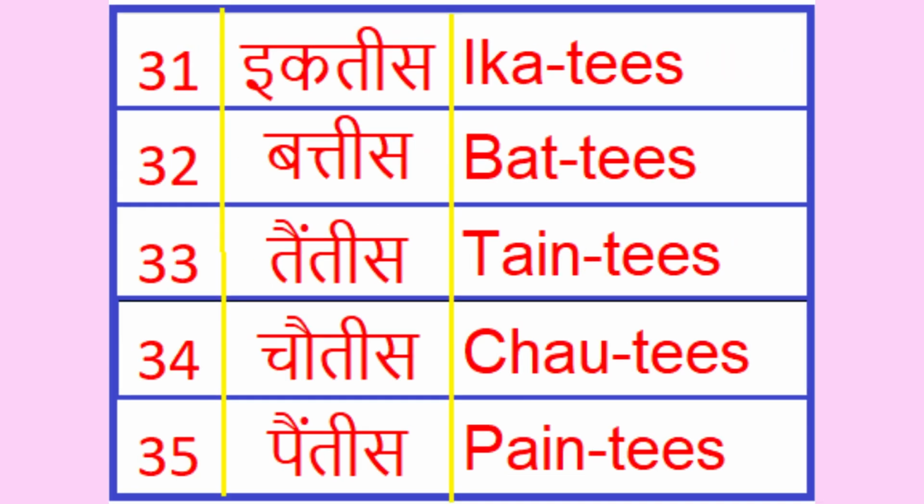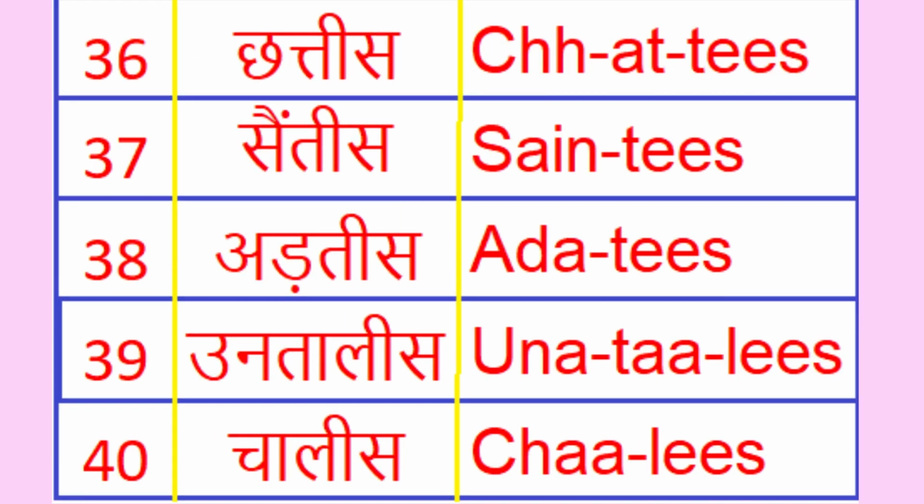31 is iktis. 32 is battis. 33 is tentis. 34 is chauntis. 35 is paintis. 36 is chhattis. 37 is saintis. 38 is adtis. 39 is untalis. Just remember the rule.